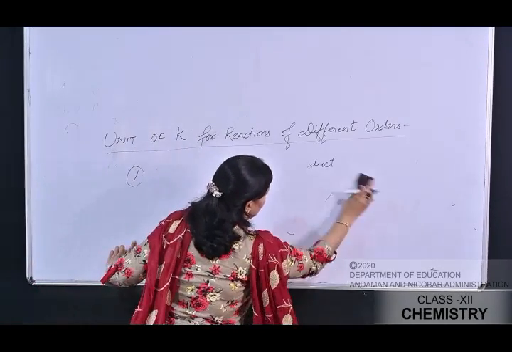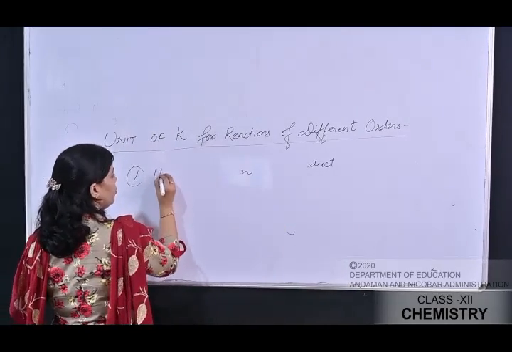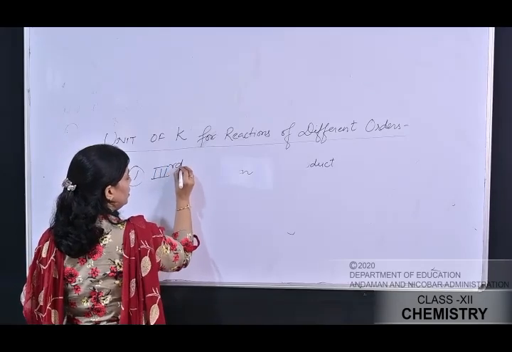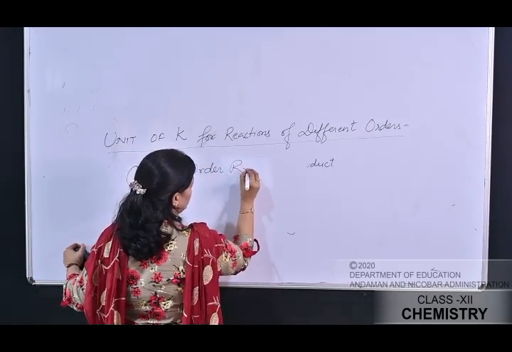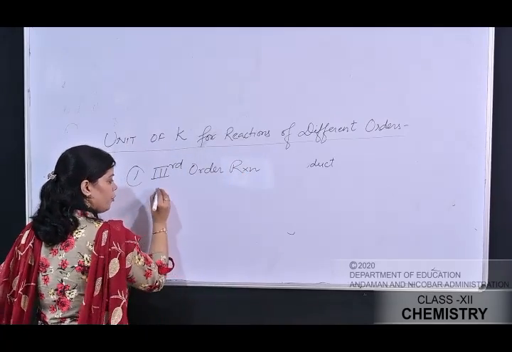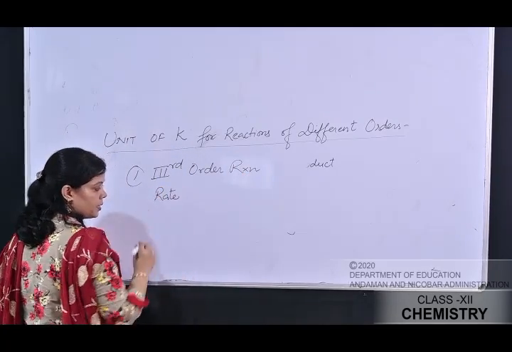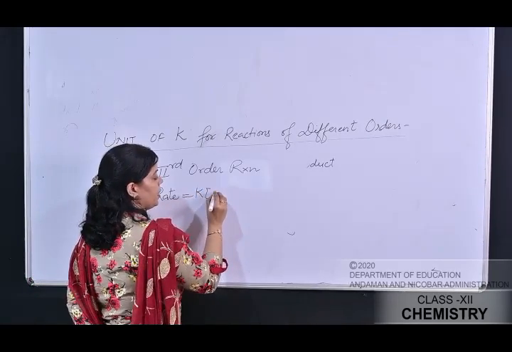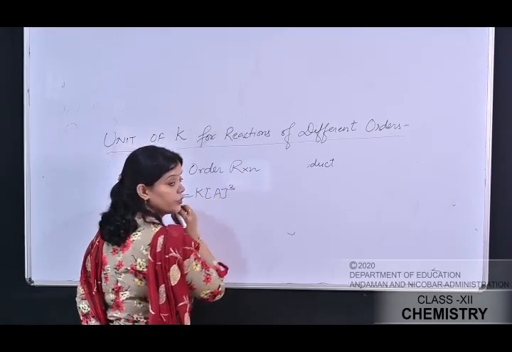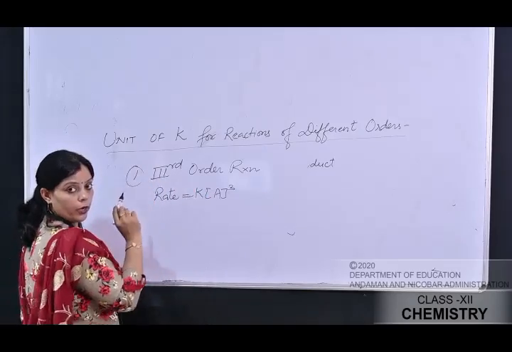After that, we come to the next, that is the unit of rate constant for third order reaction. For this the rate equation is written as rate is equal to k concentration of A raised to power 3, because it follows third order kinetics.